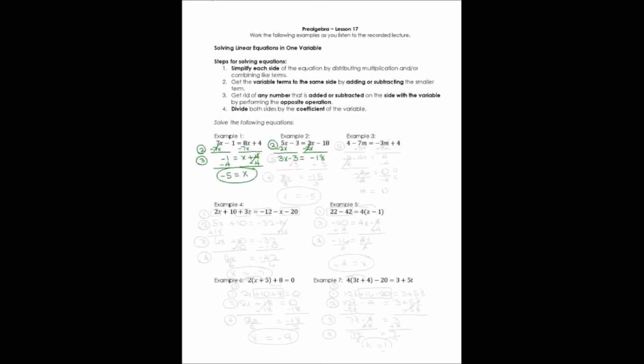Now I need to isolate the variable term. I need to get rid of that negative 3. That's step 3 in solving. I'll add 3 to both sides to get rid of the negative 3. That gives me a 3x, and it's equal to negative 18 plus 3, which is negative 15. Finally, step 4, divide by the coefficient of x. 3 divided by 3 gives me a 1x. Negative 15 divided by 3 gives me a negative 5. My answer, x is equal to negative 5.